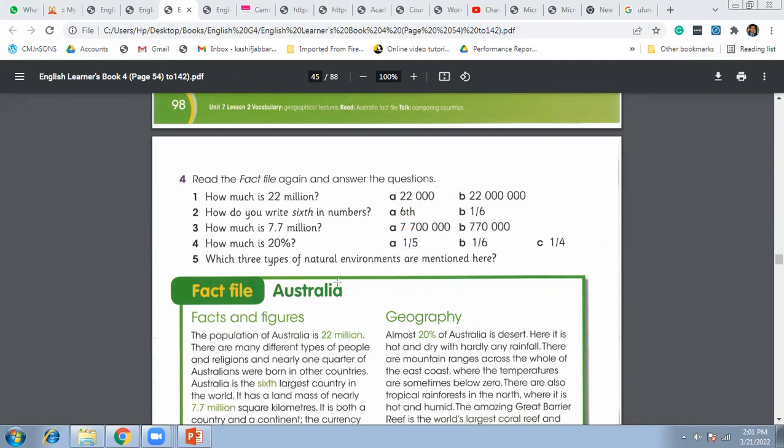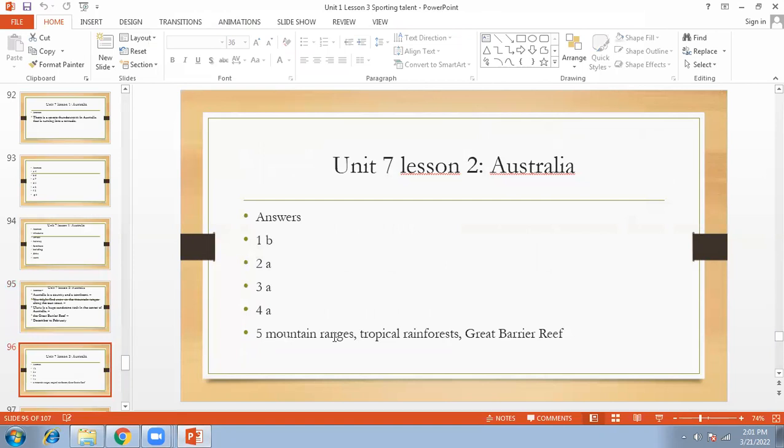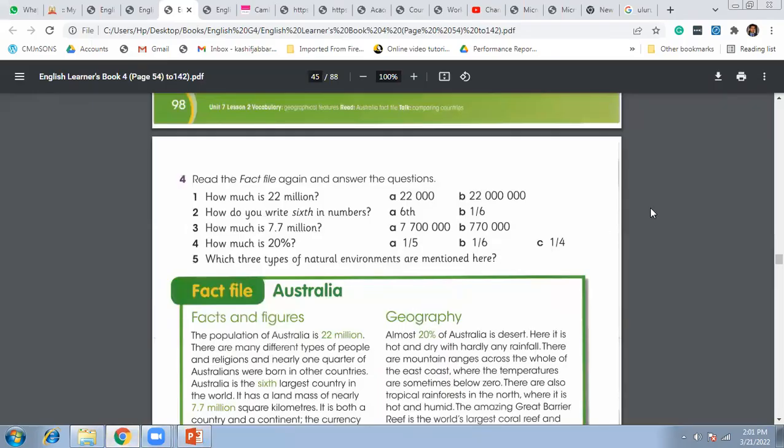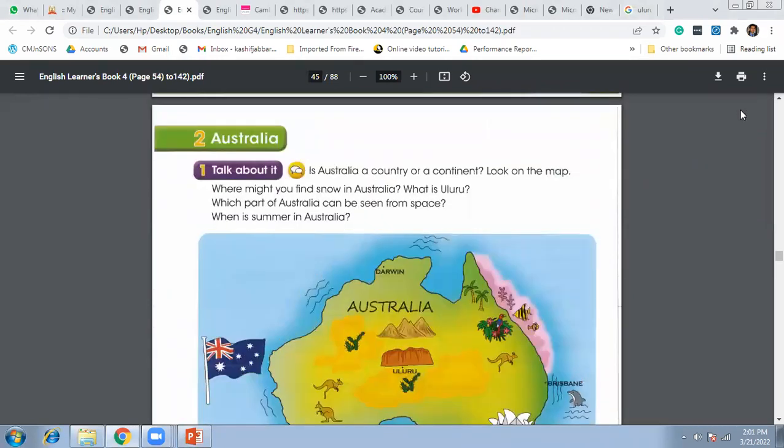And the last question, which 3 types of natural monuments are mentioned here in this article? These are mountain ranges, tropical rainforests, and the Great Barrier Reef. These are the 3 different types of environments mentioned in this text, right? This is the information about Australia.